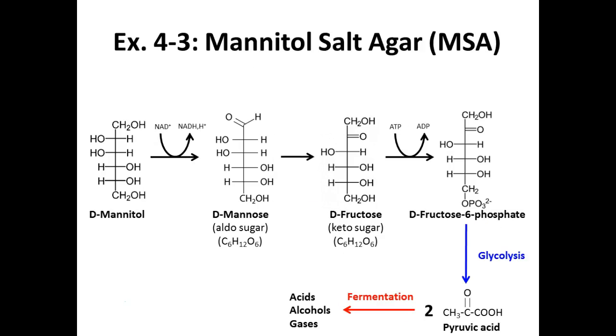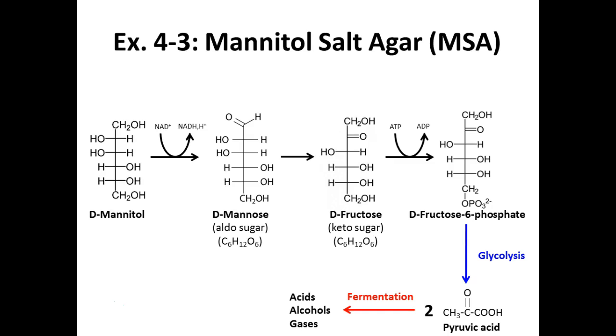So, as I mentioned, some organisms can ferment this. So again, they're going to convert it into something that can go into glycolysis, generate pyruvate, but to regenerate those electron carriers, they're going to produce acids, alcohols, or gases, which is the easiest to detect in media. The production of acid, alcohol, or gases.